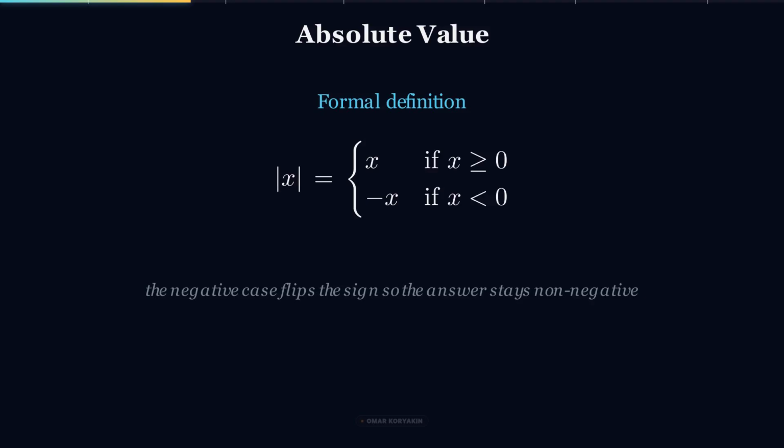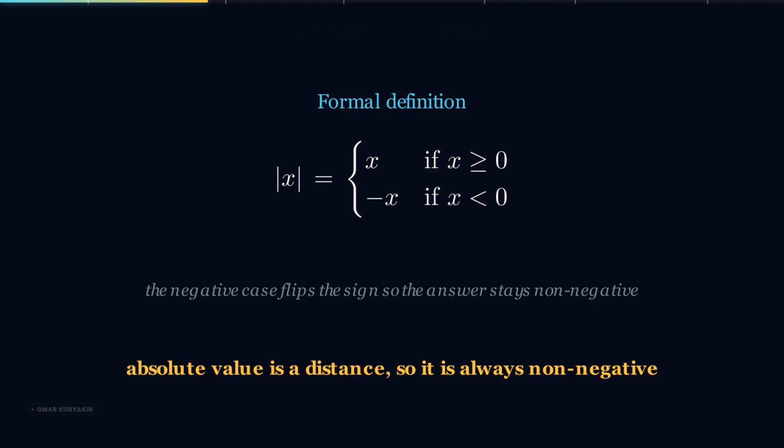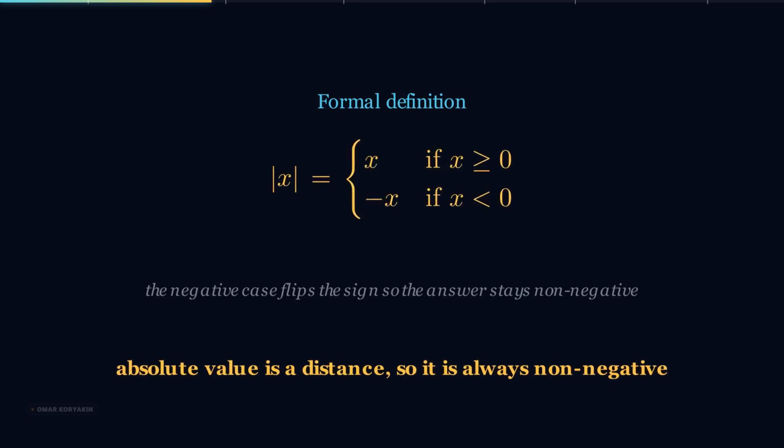The negative case looks strange because of the minus sign, but read it carefully. If x is negative, then -x is positive, so the answer is still positive. The minus sign in the second case is doing the sign flip that makes the result non-negative, exactly as the geometric picture demanded.